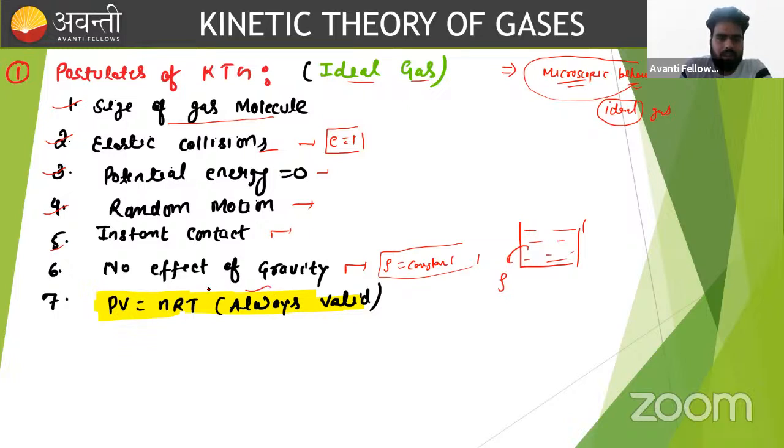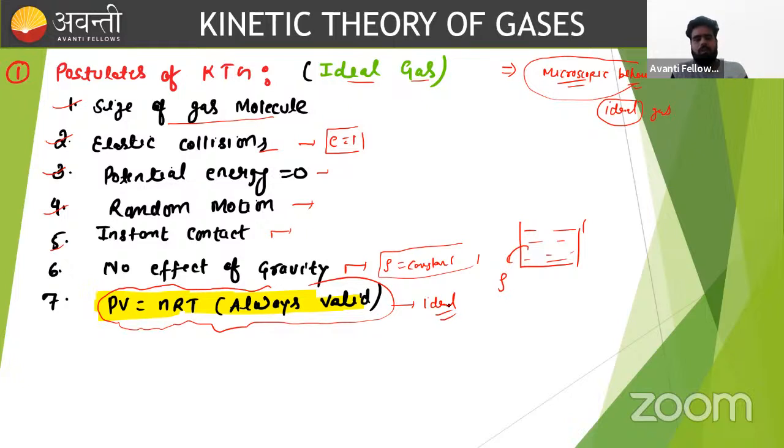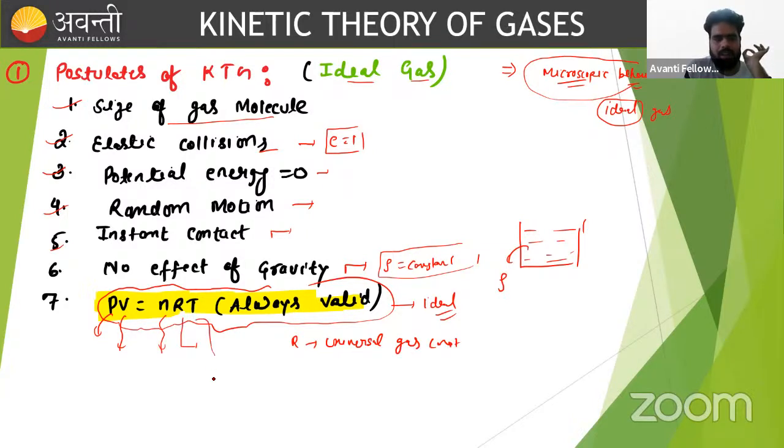And this is the game-changing formula for the kinetic theory of gas. For an ideal gas, we can always apply PV = nRT. Here we have to understand the meaning of P, the pressure of the gas; V, the volume of gas filled in any container or system; n, the number of moles of gas; and R, the universal gas constant. What is R? Universal gas constant. And T is the temperature.